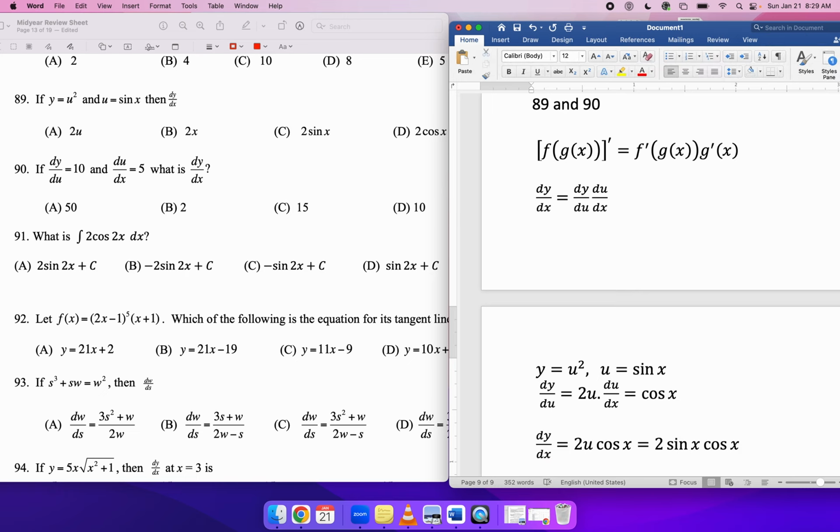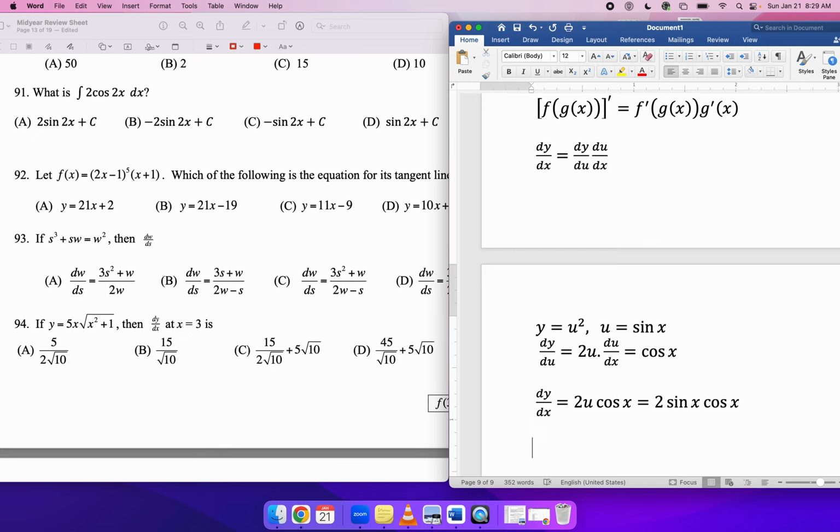And you get the same answer, but I hate this way of explaining the chain rule. I think it's really notationally confusing. So I don't like teaching it this way, but there it is. As far as number 90, if you know this, number 90 is trivial. Look at this equation and look at what they tell you. dy/du is 10, so replace this with 10. du/dx is 5, so replace this with 5. What's dy/dx? It's 10 times 5, which is 50. The end.